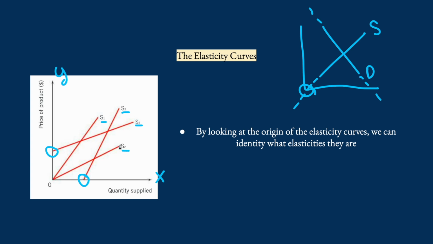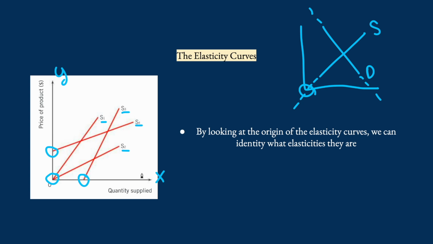S1 and S2, however, are a little bit different. See, they both have their origin go through at exactly 0, which would make them unit elastic. And you shouldn't be confused here because although people say that they have different gradients, which they do, this one looks more inelastic, this one looks more elastic, because their origins are right through 0, they're going to be considered unit elastic.